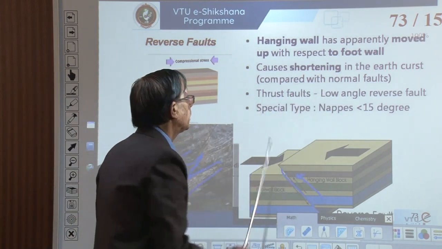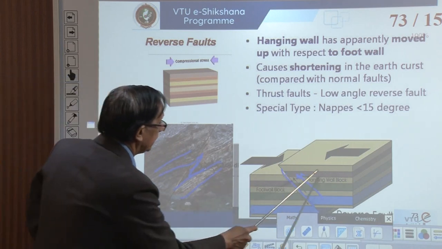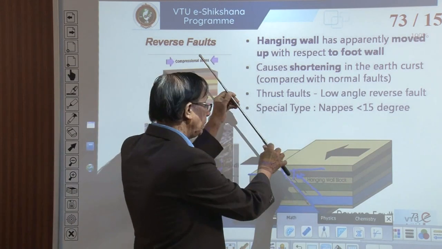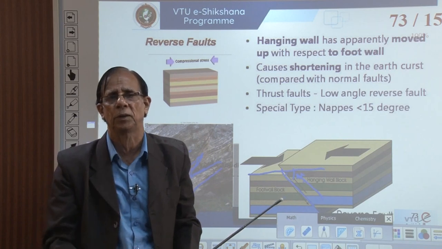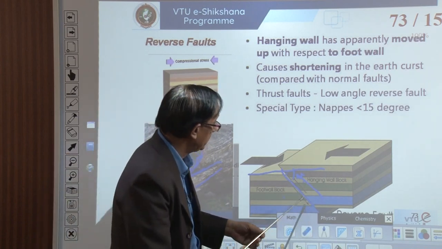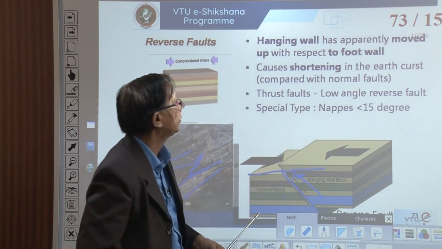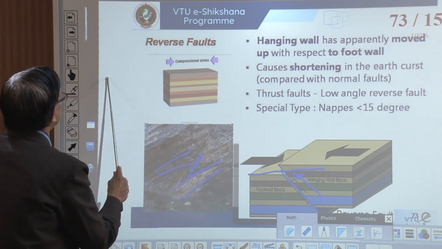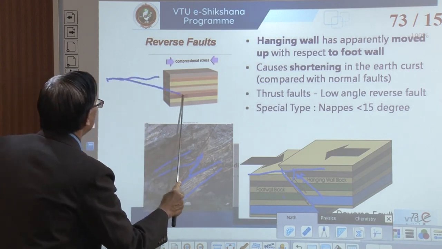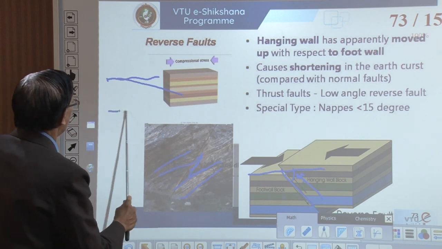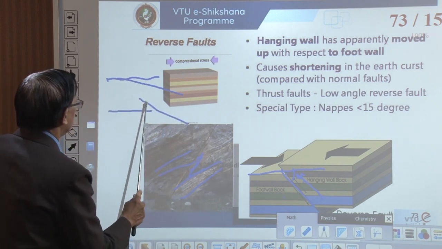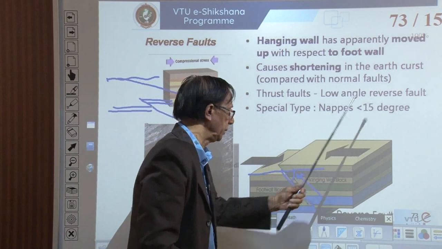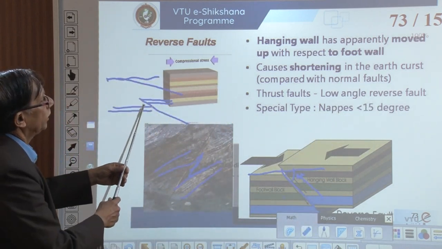Special varieties are thrust faults, depending on the angle of this. To push a material against gravity, a lot of pressure, a lot of force is required, and that is why they are also called thrust faults. A low angle reverse fault: if this fault plane is like this, a block with a very gentle fall, then after faulting what happens? This is very gentle, this becomes the plane. So this is called a low angle reverse fault or a thrust fault.